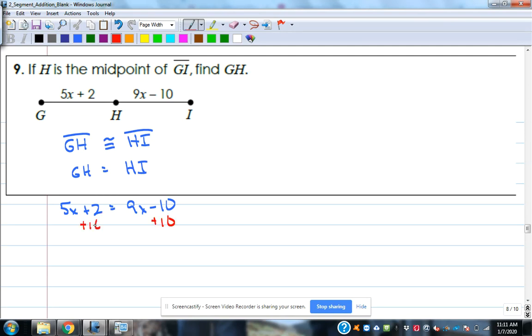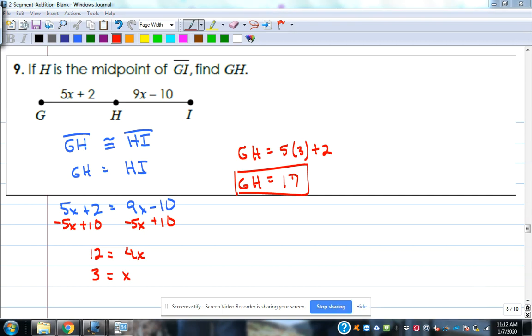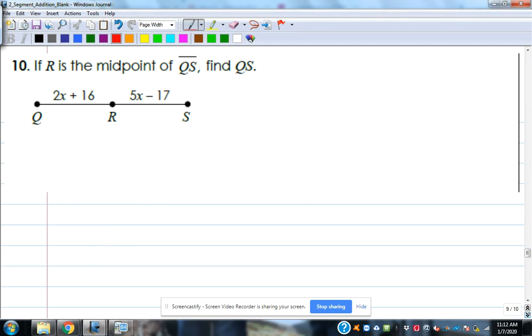We're going to solve this for x. I'm going to add 10 and subtract 5x. So it'll be 12 is equal to 4x. x is equal to 3. But what do they want? GH. So what do we do with that 3? Plug it in. So GH equals 5 times 3 plus 2, which would be 17. Easy stuff, right? Look at 10. See what you do about 10.